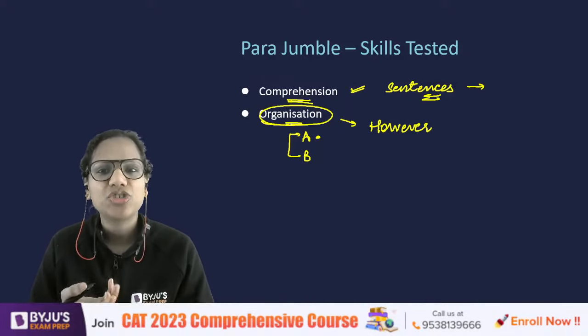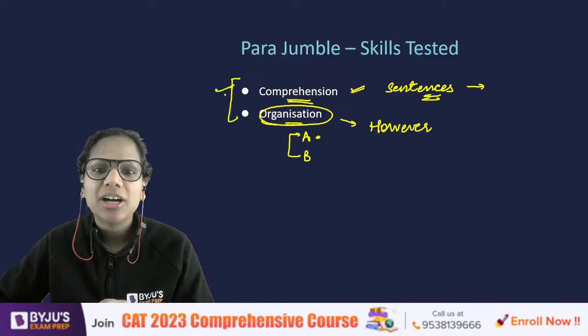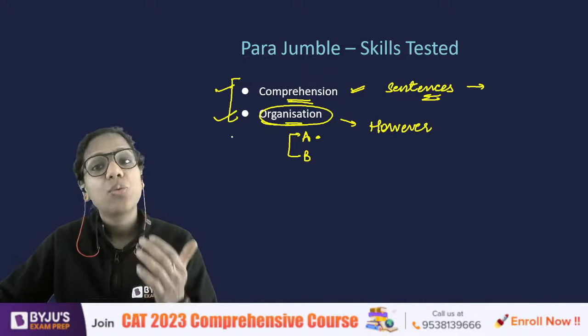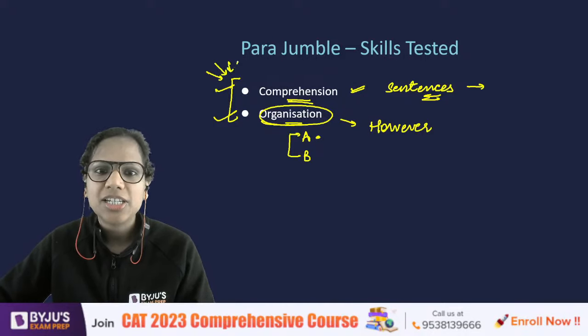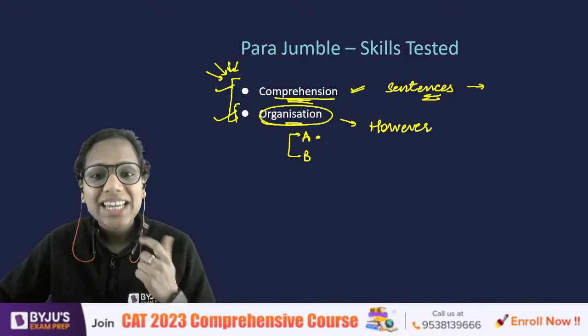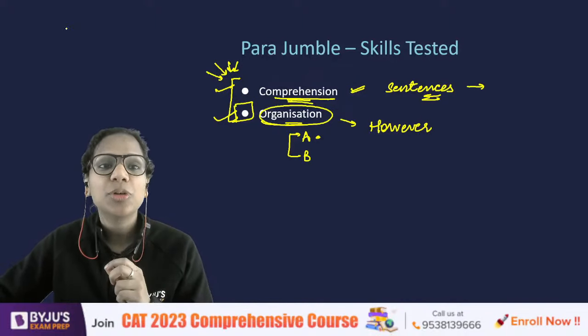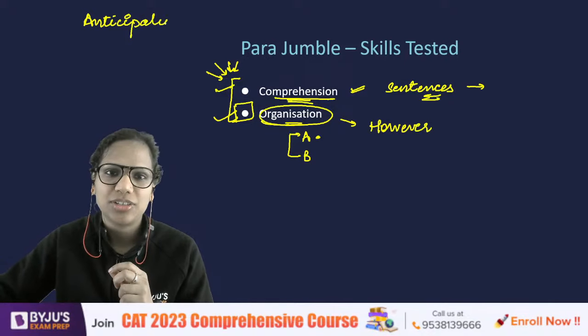Right? This is what the Parajumbles test. And mind you, the more you read, the better you become at both these skills. Why? Because when you read, of course, you develop an understanding of diverse genres, so comprehension improves. Secondly, organization improves because you develop this very important skill of anticipation.